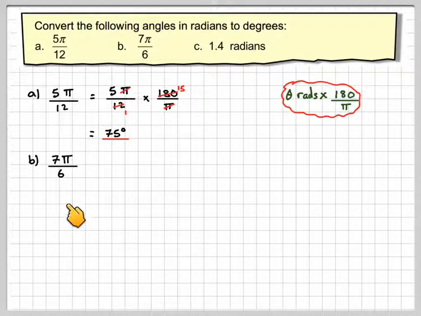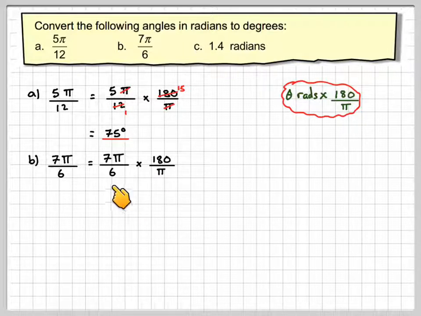B, 7π over 6. We're going to have 7π/6 times 180 over π. The π's will cancel out. And then 6 goes into 180 30 times. So 30 times 7 gives me 210 degrees.